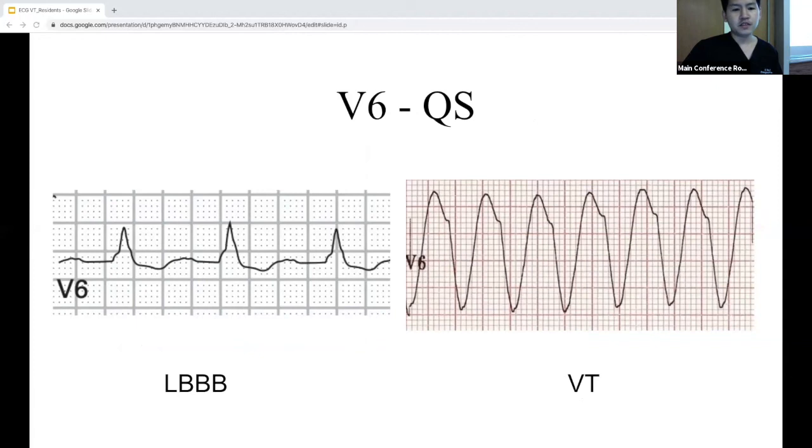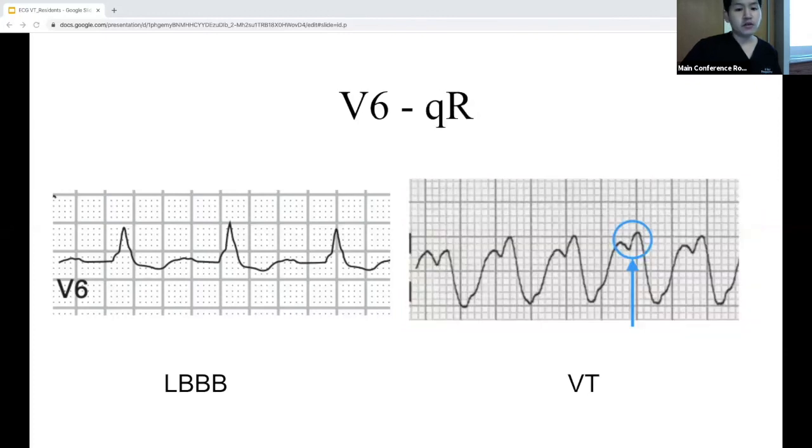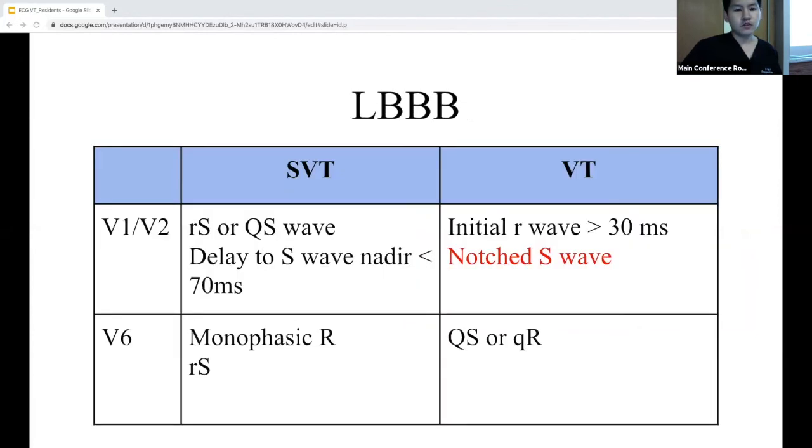In V6 in a VTAC, instead of seeing a monophasic R wave, you might just see S waves or QS waves, or you may see a QR wave. So just to summarize again, in VTAC you may have an initial R wave greater than 30 milliseconds in V1, V2, and then a notched S wave. And in V6, instead of having a monophasic R, you may see a QS or QR wave instead.